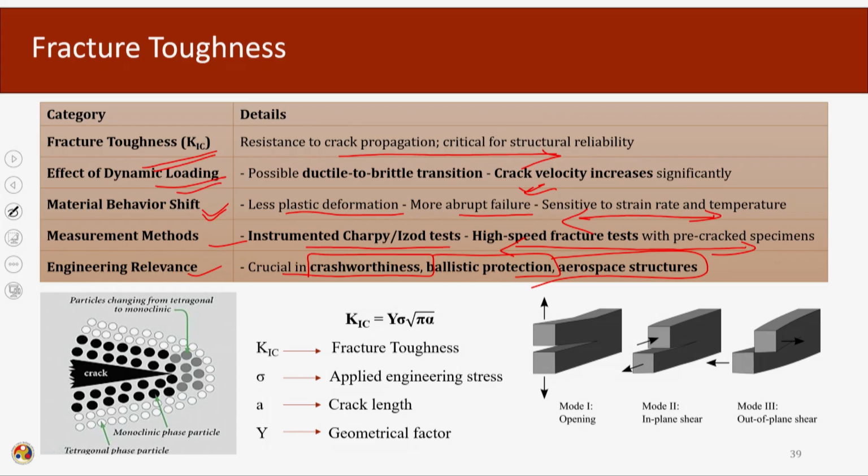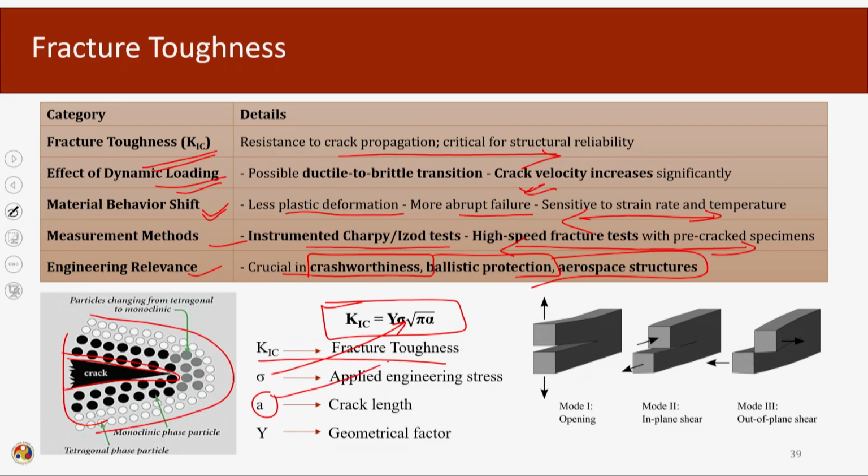This is a representation of the formation of the crack. This is a microstructural representation, and here the formation of the crack is shown. KIC, given by the equation, is a measure of the fracture toughness, where sigma is the engineering stress, A is the crack length, and Y is the geometric factor. Using these properties, the fracture toughness can be categorized.